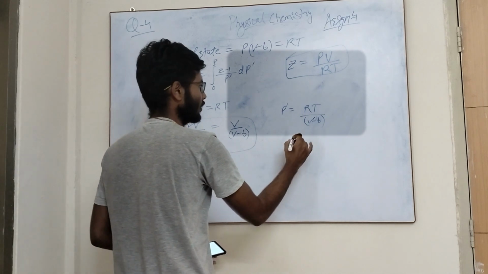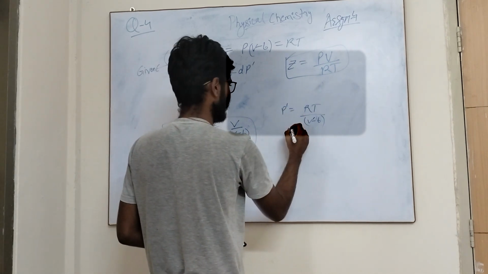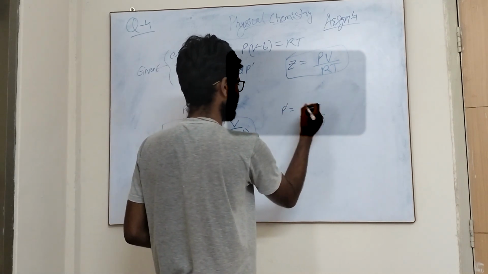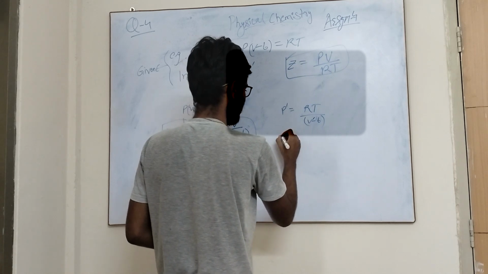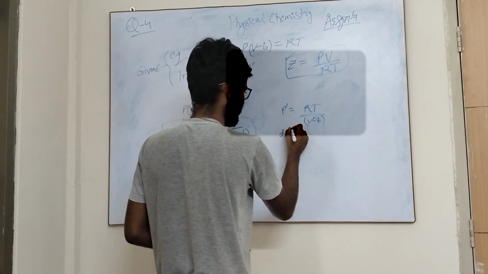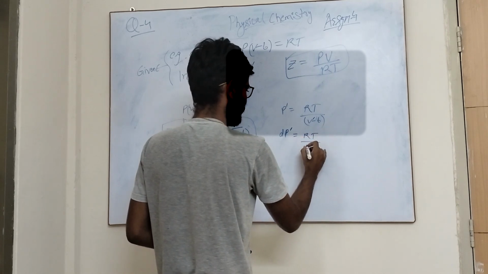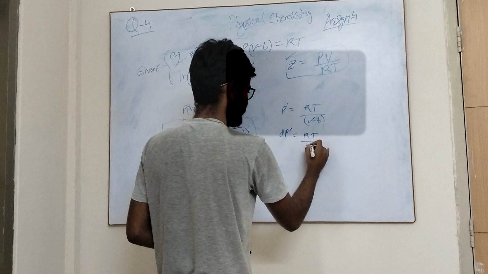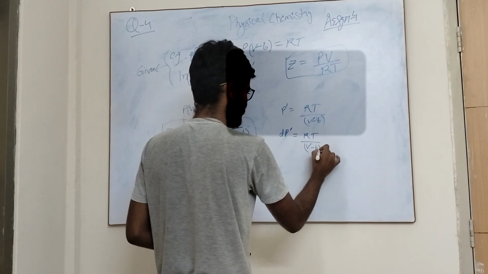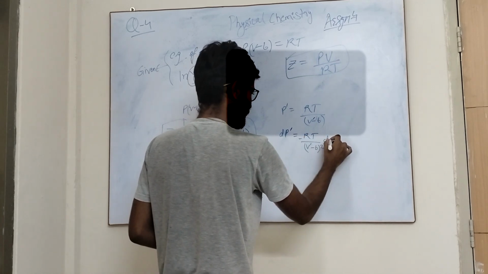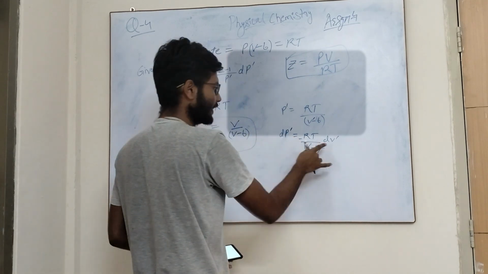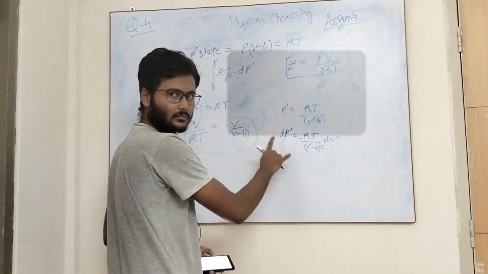Now let me make everything in terms of volume. So dP dash is minus RT by (V dash minus B) square dV dash. I have just differentiated these.